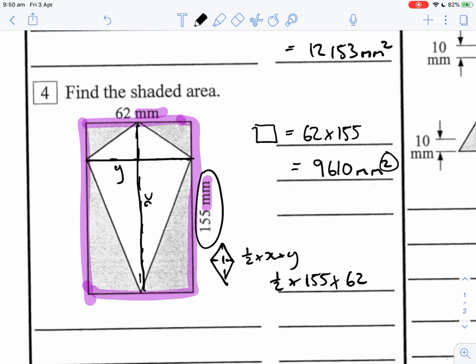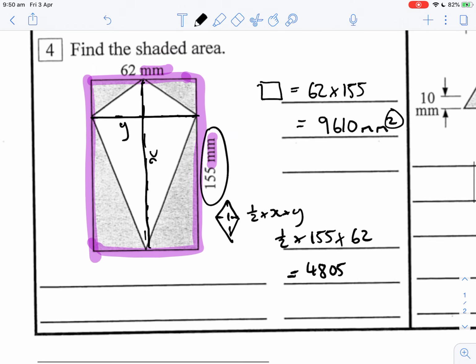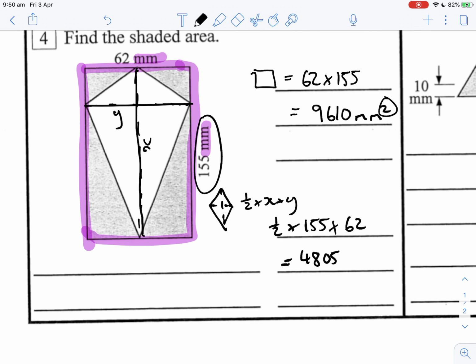So if I type that into your calculator, this area would be 4,805. And altogether, it was the shaded area they want, which will be the total that we found, the rectangle, so 9,610, take away the kite, which was 4,805, which should be the same, because the kite was the half. So it's equal to 4,805 millimetres squared.